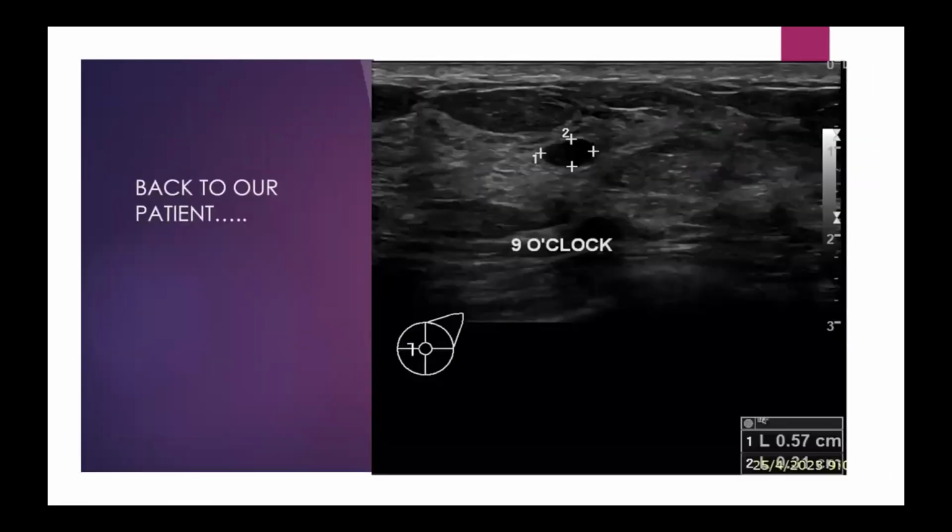So back to our patient, she revealed that she went to a private center and underwent an ultrasound. Does anyone want to comment on the ultrasound? Dinesh?